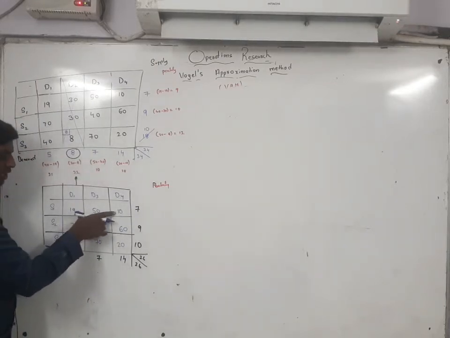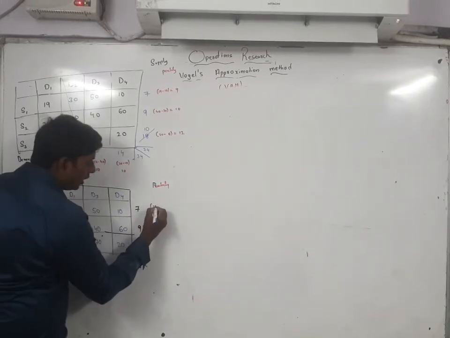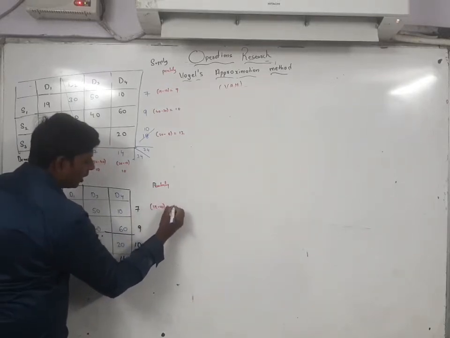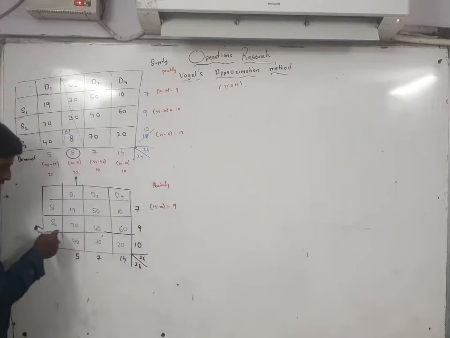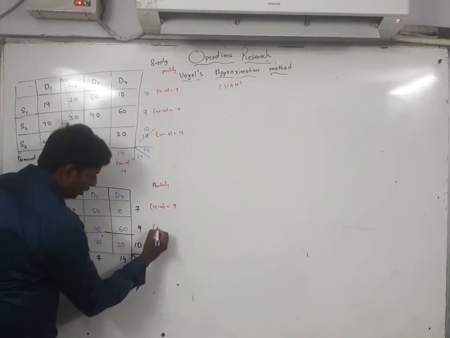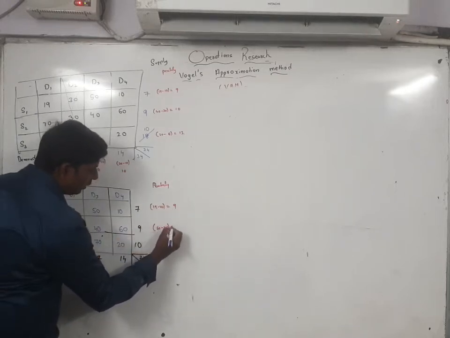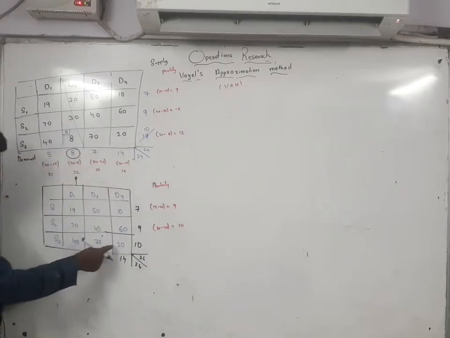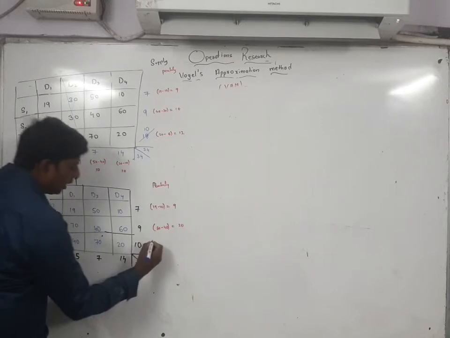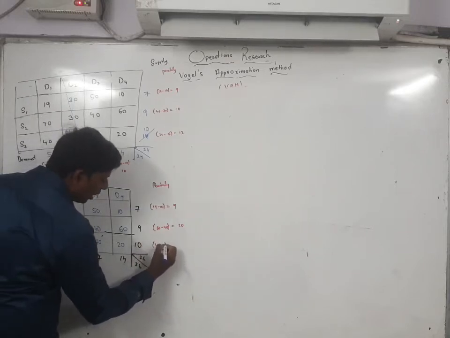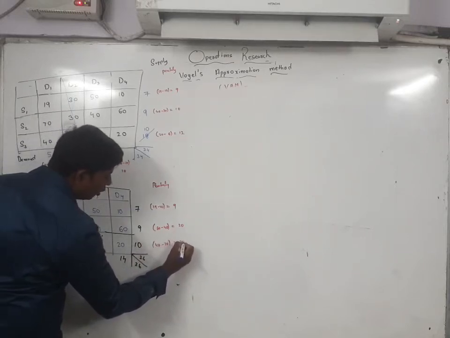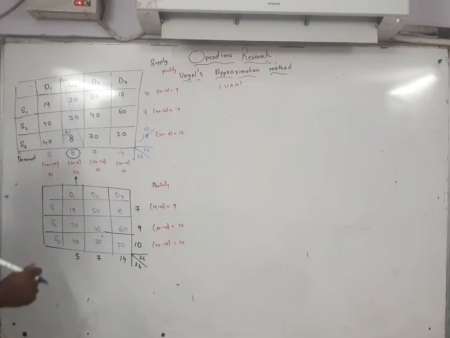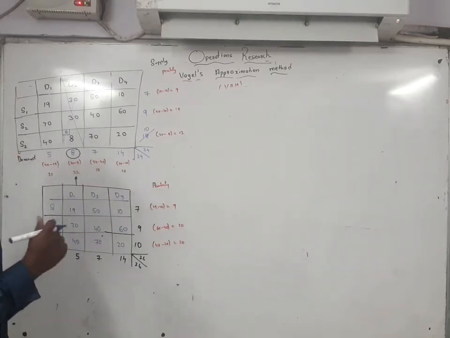Here 19 is there, here 10 is there. So here you can write 19 minus 10. How much value is there? 9. Next one, which one is the least value here? 60 minus 40. How much value is there? 20. Next one, the least value is 40 minus 20. How much value here? 20. Here you got the row penalties.